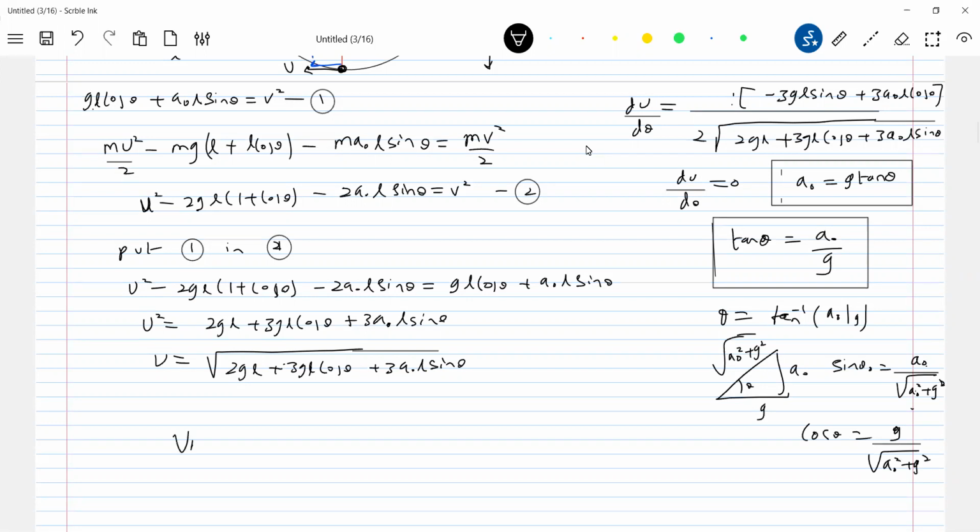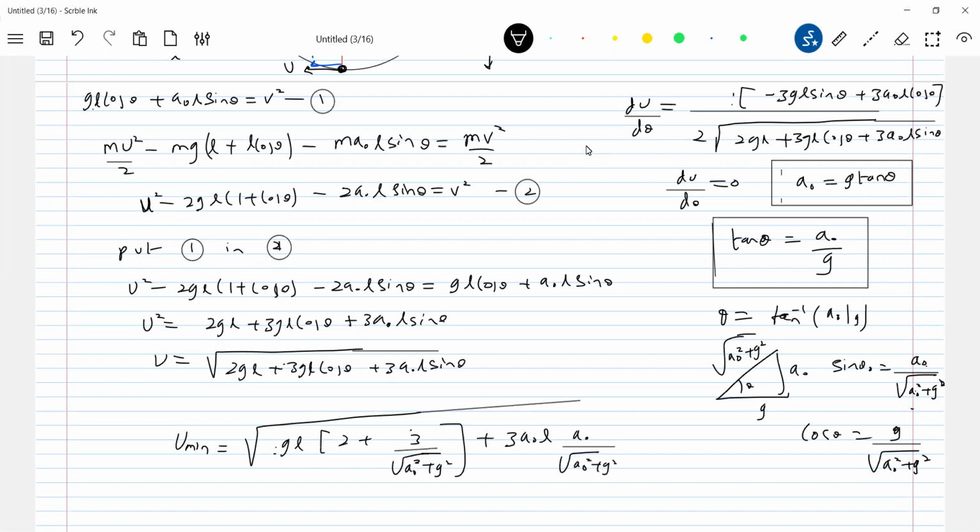So substitute that, and we'll get U minimum equal to root of 2GL plus 3GL times cos theta, which is G by root of A naught square plus G square, plus 3A naught L times sin theta, which is A naught by root of A naught square plus G square. Okay, this will be the minimum velocity.